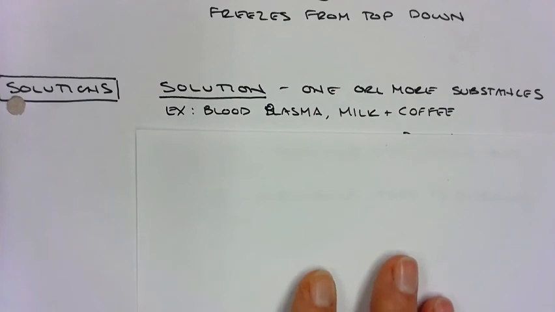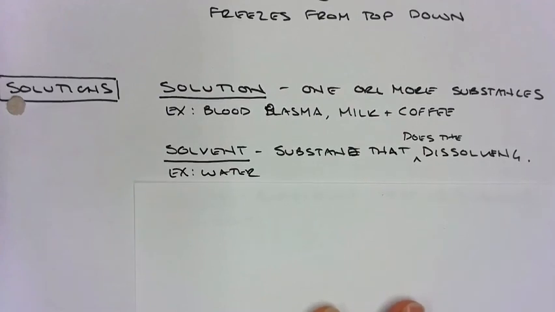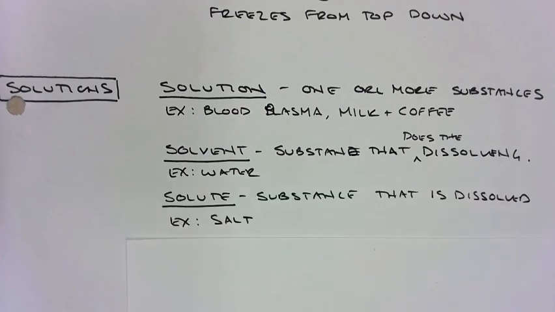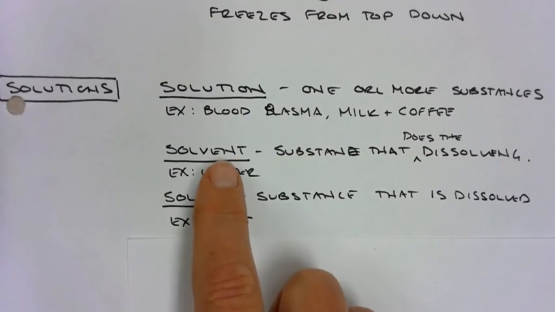A solution is a mixture of one or more substances. For example, blood plasma, those are two different substances, and milk within coffee is another one. A solvent is a substance that does the dissolving. For example, this would be water. And a solute would be the substance that is being dissolved, such as salt. So if you dissolve salt in water, the salt is a solute and the water is the solvent.